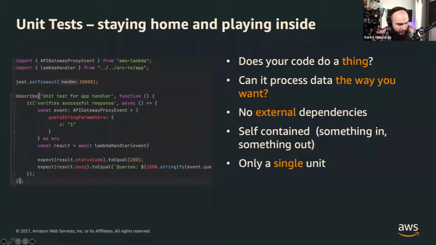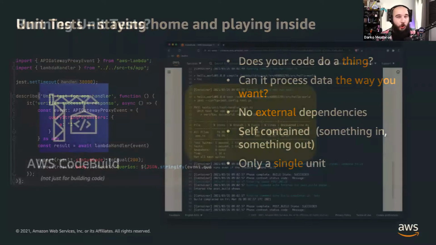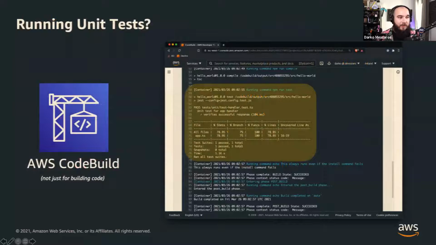And how do you do unit tests on top of AWS, right? How do you actually do these things in your pipeline? A service I will be mentioning a few times today is called AWS Code Build. Now, don't let the name here fool you. It's not just for building code. It actually builds code, absolutely, yes.